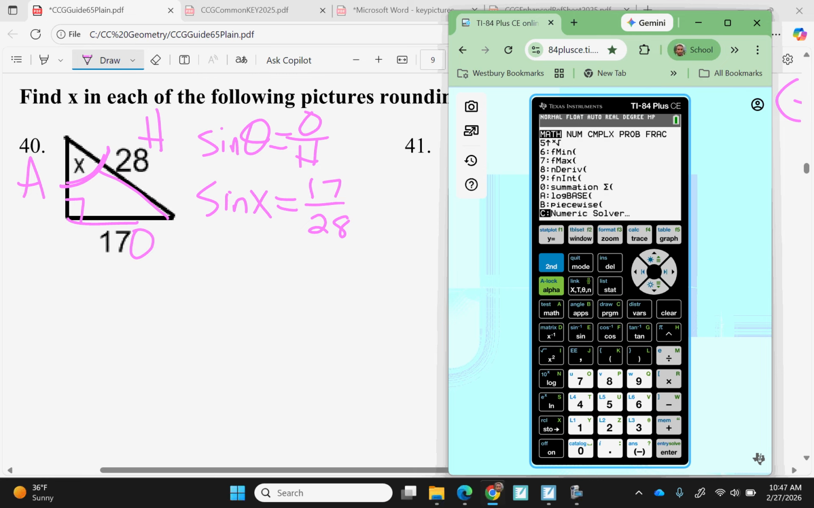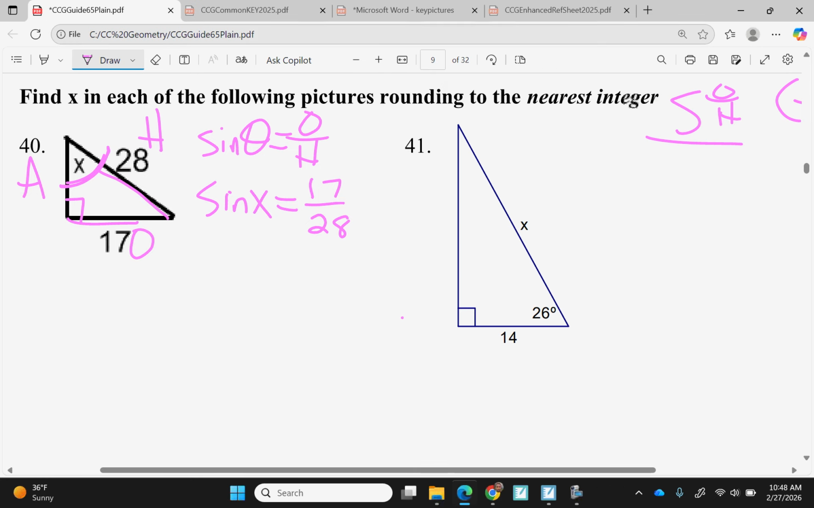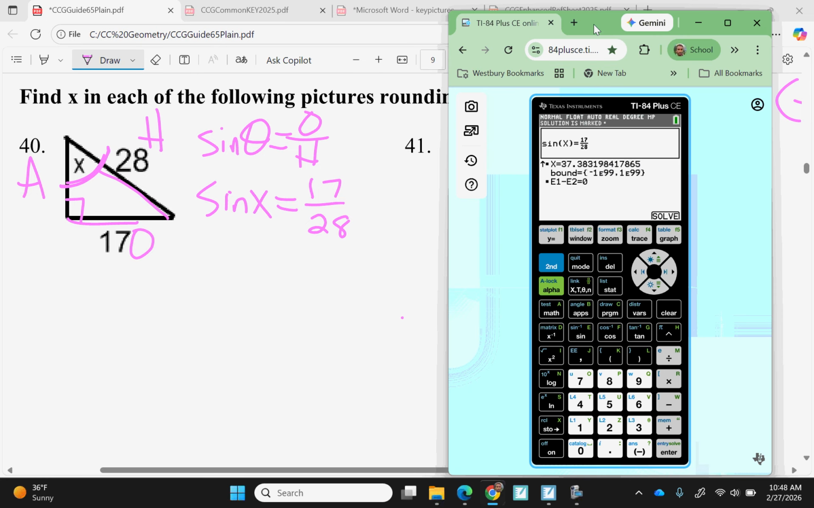And I math up and I type in sine x on the left-hand side, and I type in 17 over 28 on the right-hand side. And I hit graph, 10, graph. And to the nearest tenth, am I asking for the nearest tenth? Nope, nearest integer, so 0 decimal places, x is 37.